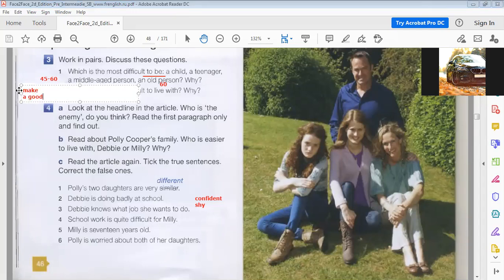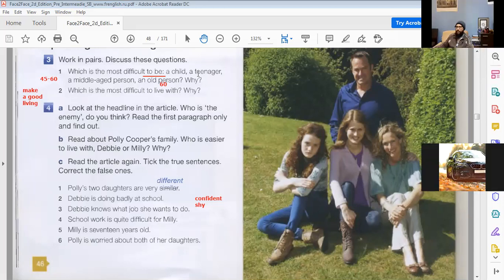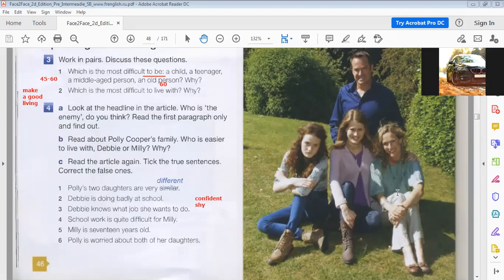And you said something. What else? I don't know. But it's a good idea. Maybe for people who are middle-aged and want to start a new job or get a good job, it's not easy. So maybe you have a point. All right. What about the next question? It says, which is the most difficult to live with? Now it's the opposite. Think of someone else who's living with you and think of different ages: child, teenager, middle-aged person, and old person. Imagine someone from this age is living with you. Which is the most difficult?